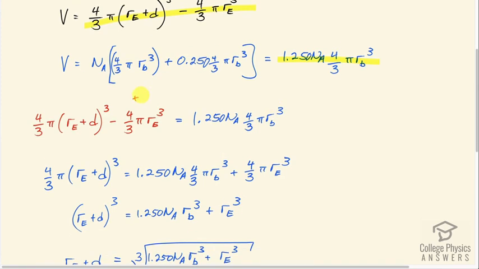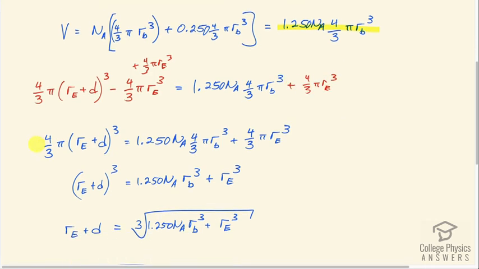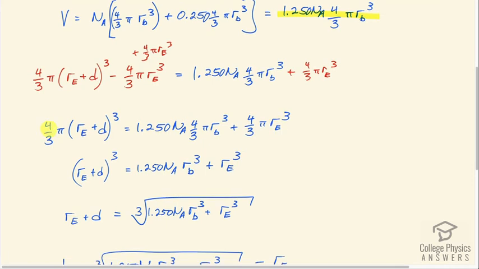And then we add 4/3 pi r_E cubed to both sides. And we get this line here. And then the 4/3 pi is a common factor in every term, so we can divide both sides by 4/3 pi, and so it cancels everywhere. And we end up with this line.